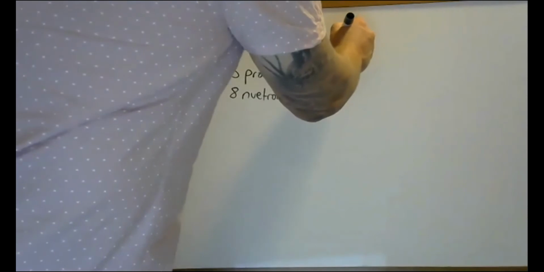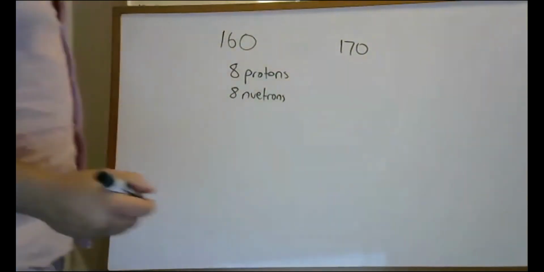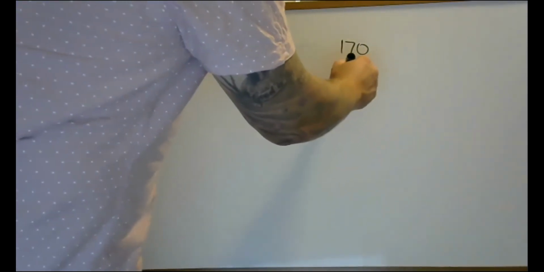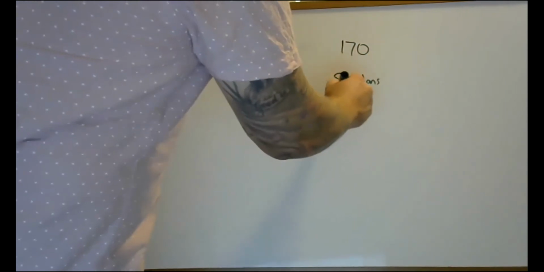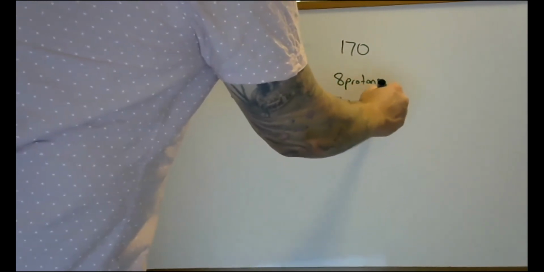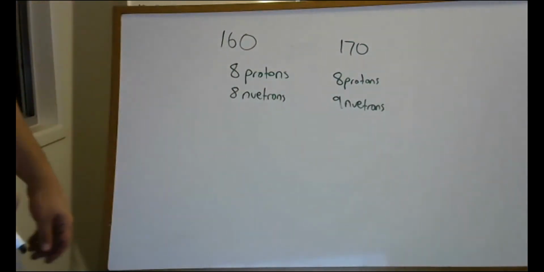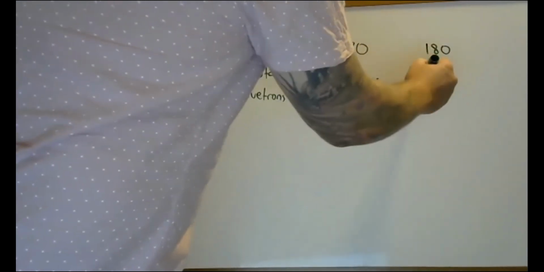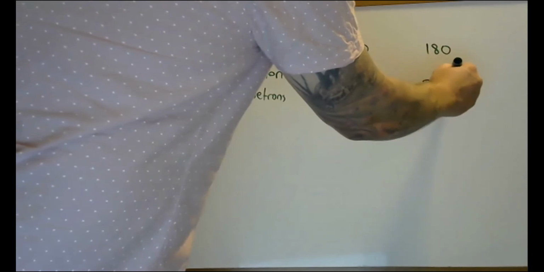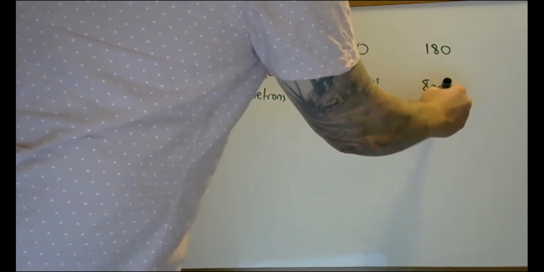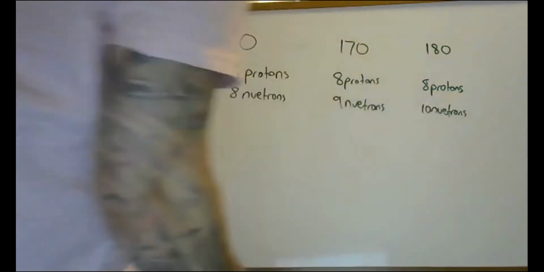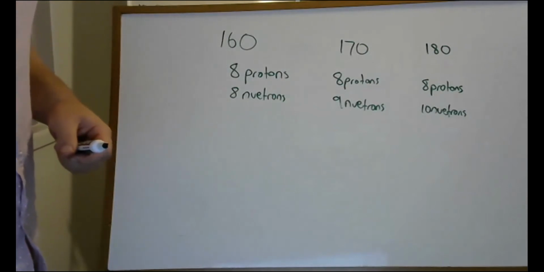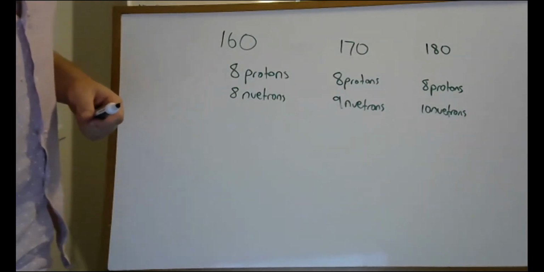We have 17O. So again, 8 protons, 9 neutrons. We also have 18O: 8 protons, 10 neutrons. So the only thing that changes in an isotope is the number of neutrons.